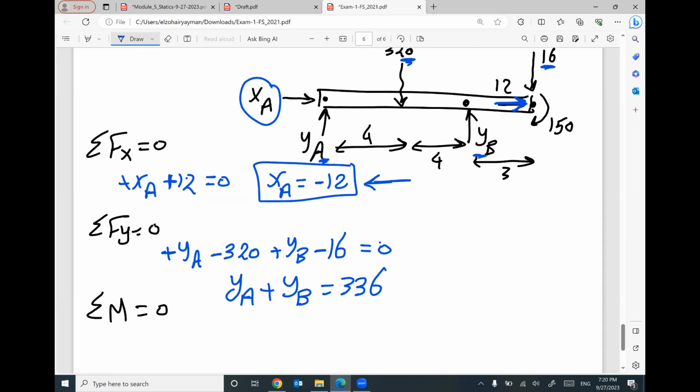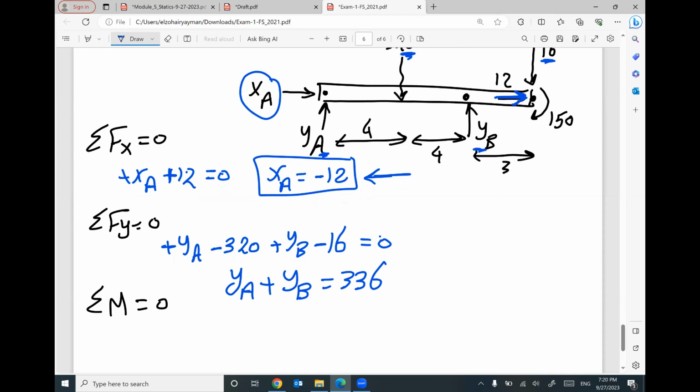The third equation, summation moment. I do recommend to take moment about point A with the highest number of reactions. I do recommend to assume the clockwise rotation is my positive. Everybody, please pay attention. I will ask you a question and I need an answer.